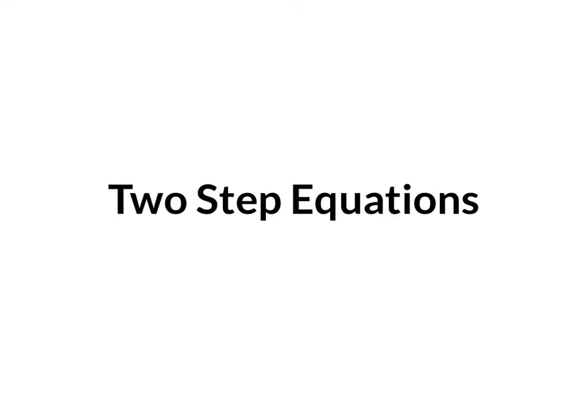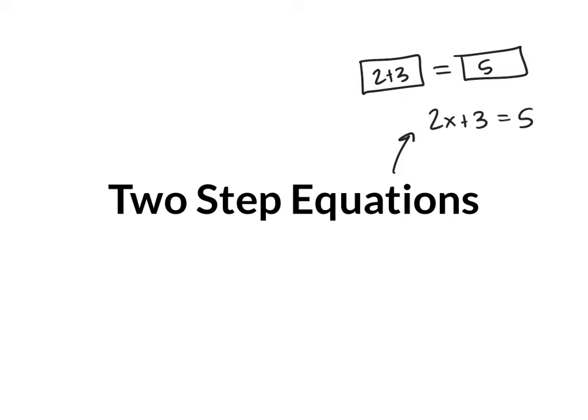Today's notes are on two-step equations. As a reminder, equations are when we indicate that one expression is equivalent to another. For example, 2 plus 3 equaling 5. That is technically an equation. The kind of equations we're going to be seeing is 2x plus 3 equals 5, and trying to figure out what that missing number must be.